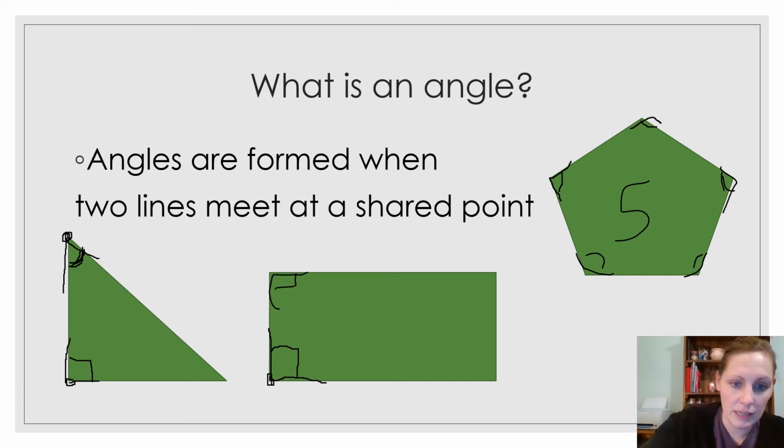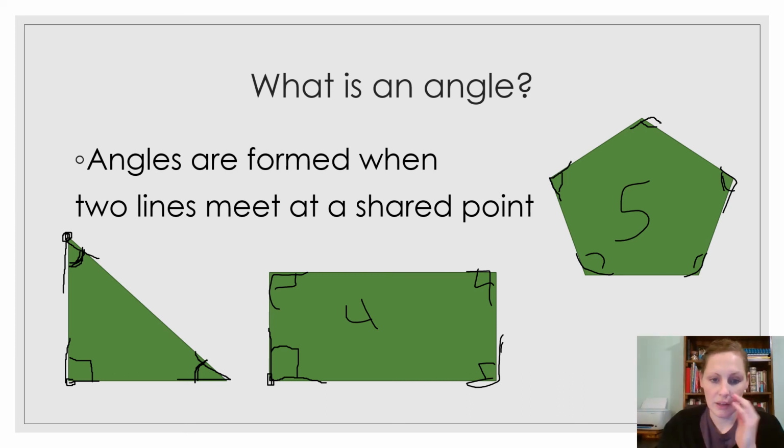Here in our rectangle, we have 4 angles, and these are called right angles because they make a square corner. This line and this line are exactly perpendicular, up and down. We don't need to remember all that. We just need to know that the inside part forms an angle.